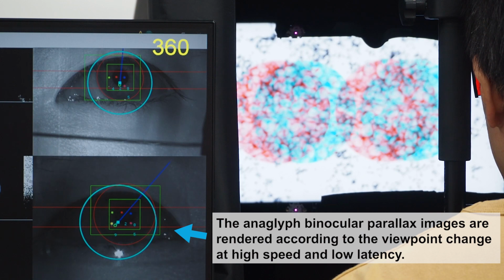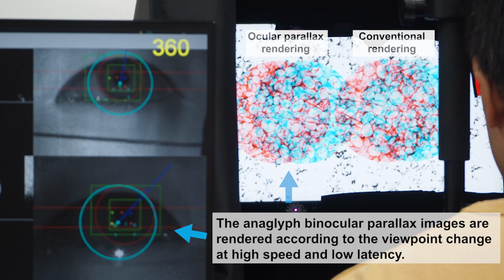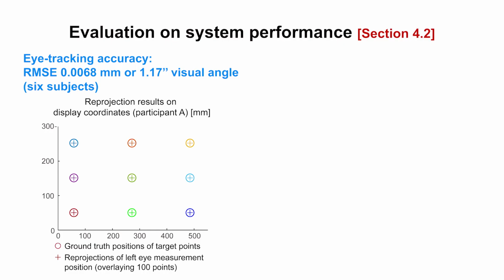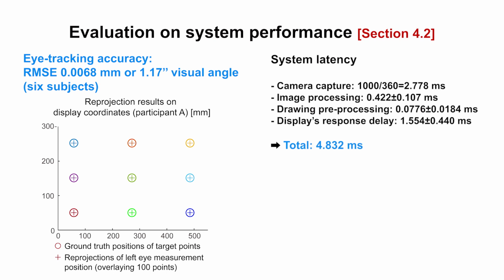The anaglyph binocular parallax images are rendered according to the viewpoint change. The ocular parallax rendering exhibits motion, while the conventional rendering does not. The system performance was evaluated, and the spatial accuracy of eye tracking was confirmed to be extremely high. The system latency was evaluated as low as 4.83 milliseconds, which is much smaller than head-mounted displays.